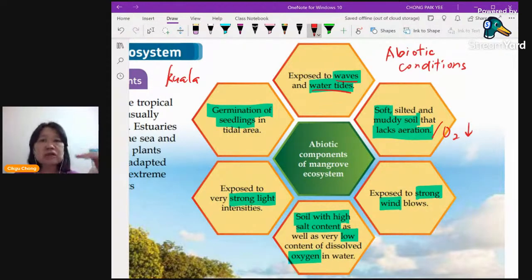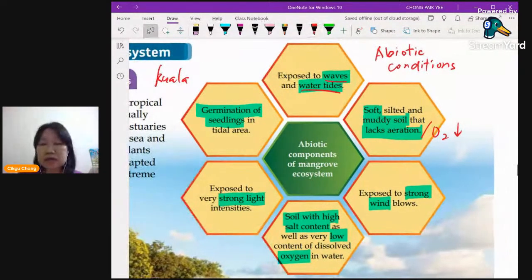And at night, the water will recede. The sea will move away from the beach. That's called the tide, low tide. And at the river mouth here, you have soft, muddy soil, and it lacks aeration. Aeration means, in BM we say pengudaraan, oxygen. So it lacks oxygen. Very low oxygen content in the soil.